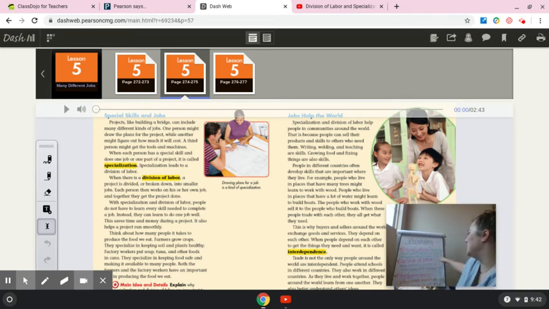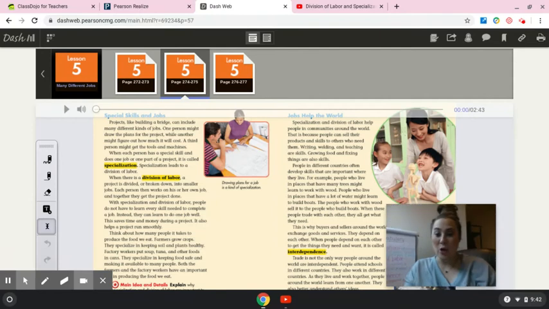So, specialization is when each person in a group has a special skill and does one job or part of a project. Generally helps things run smoother and production speeds can increase. The division of labor is when the project is divided or broken down into smaller jobs, because then that also helps the production speed increase, which is more money for that business. And then finally, we have interdependence. And that's when people depend on each other to get the things they need or want.